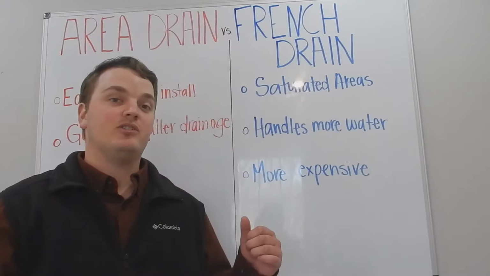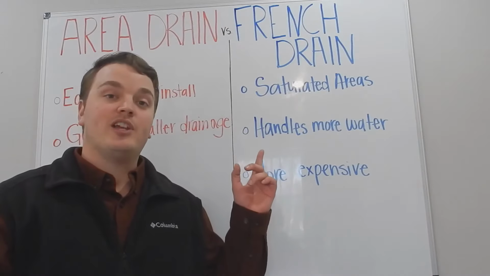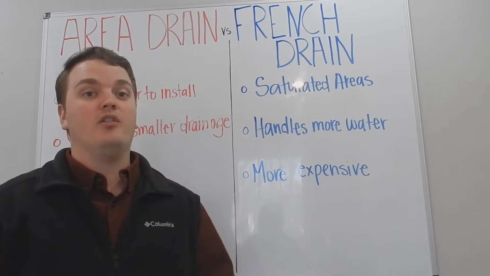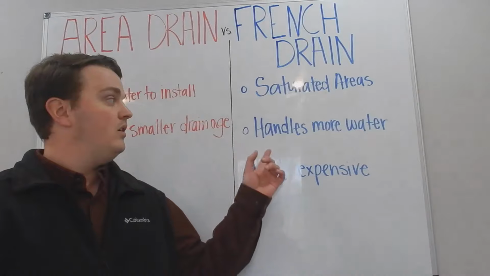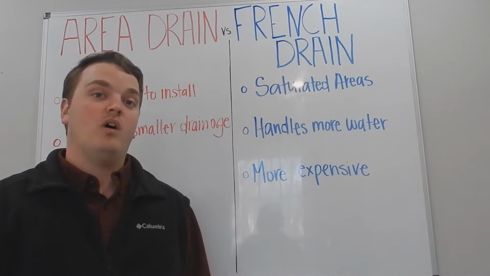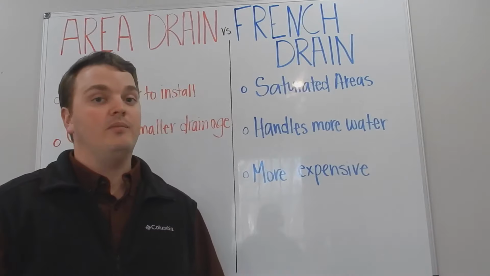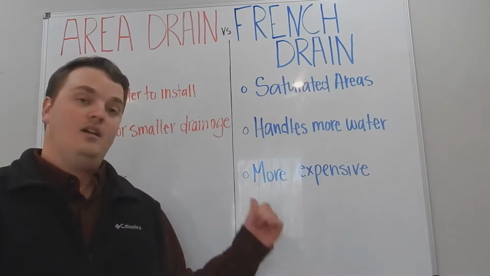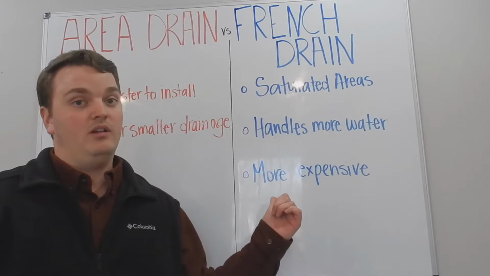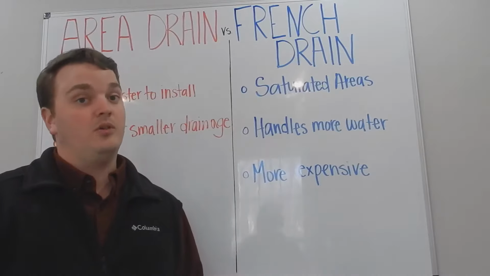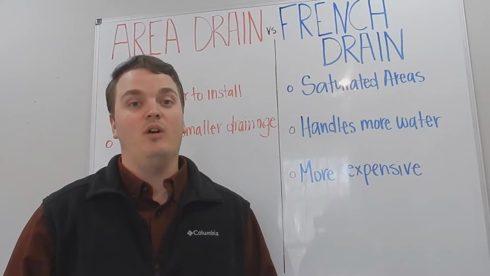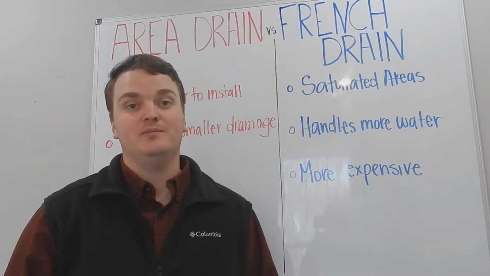Now let's move over to French drains. They're good for saturated areas. They can get the water that's on the surface and also the water that's in the ground. They handle a lot more water. During big storms, you're going to see the water disperse a lot faster with a French drain than you are with an area drain. They're more expensive. There's a lot more parts that go into installing a French drain over an area drain, so it's going to be more expensive. So now let's take an in-depth look at what each of these drainage systems do.